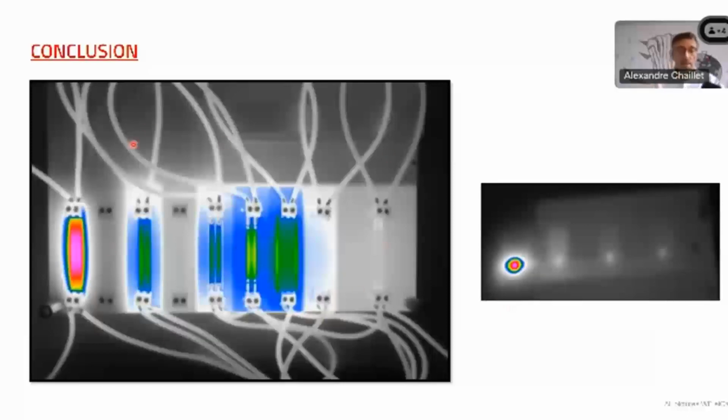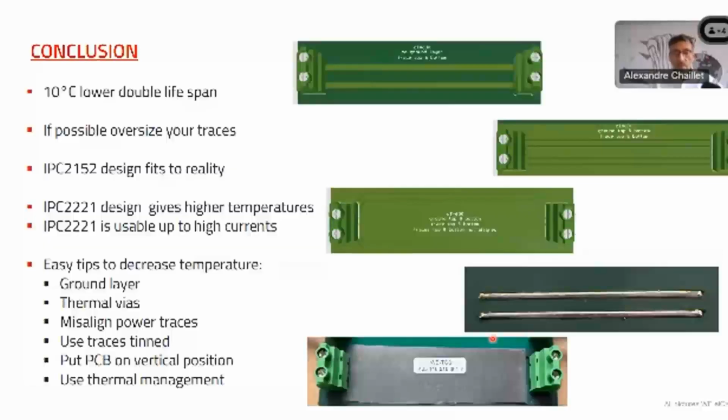Now you understood what happens in this video, and you know what this picture means also. So, conclusion. Here we learned that 10 degrees Celsius lower doubles the lifespan. Of course, if possible, oversize your traces, that's always the best, but sometimes you don't have enough space to do it. IPC 2152 design fits better to reality than IPC 2221. I don't know how you usually do your traces, but IPC 2221 is usable for high current.